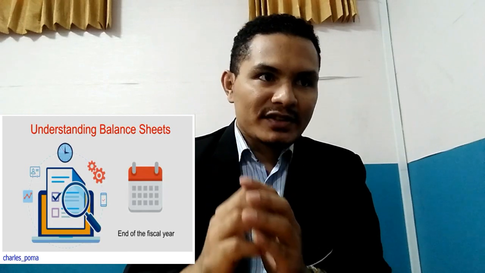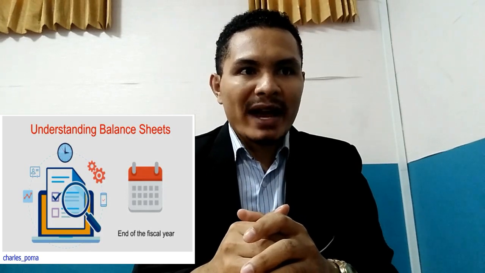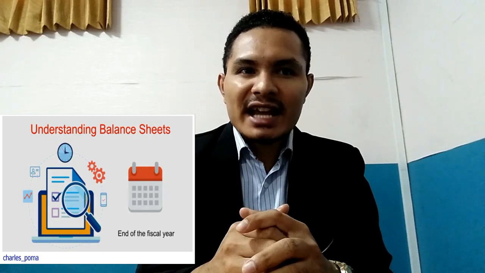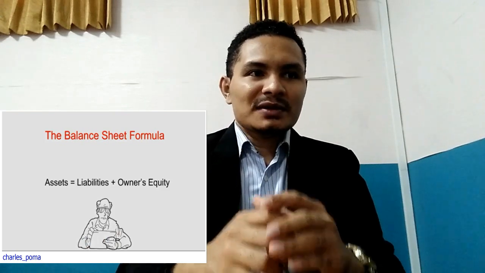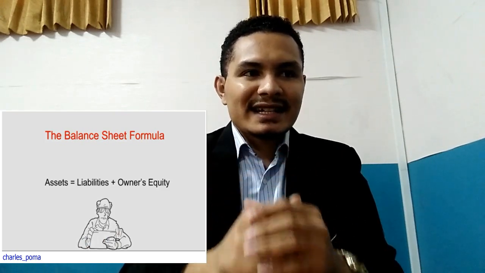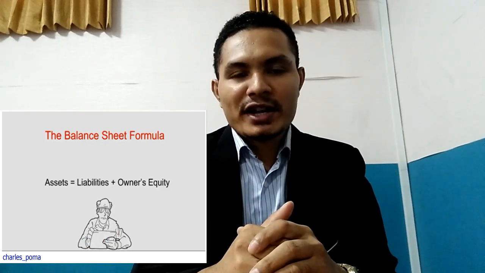Now, we go to understanding balance sheets. A balance sheet provides an overview of the company's assets, liabilities, and stockholders' equity as a snapshot in time. The date at the top of the balance sheet tells us when the snapshot was taken, which is generally the end of the fiscal year. So, guys, the balance sheet formula is: assets equal liabilities plus owner's equity.